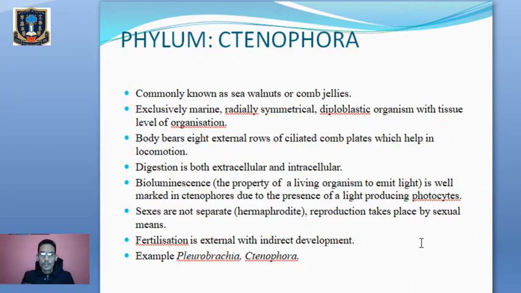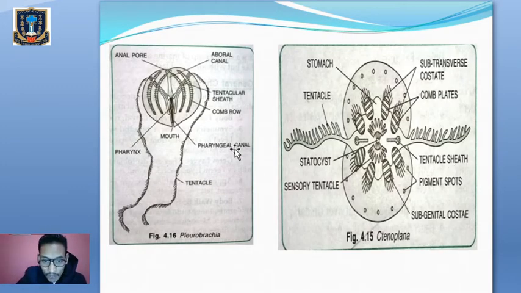Okay, now the most important thing is that the body of Ctenophores bears 8 external rows of ciliated comb plates. Listen very carefully: the body of Ctenophora bears 8 external rows of ciliated comb plates. Ciliated comb plates means the plates which are made up of cilia, and these comb plates will help in locomotion. Now let us see the comb plates. If you look over here, these are the long tentacles. This is the mouth part and this is the anal pore part.